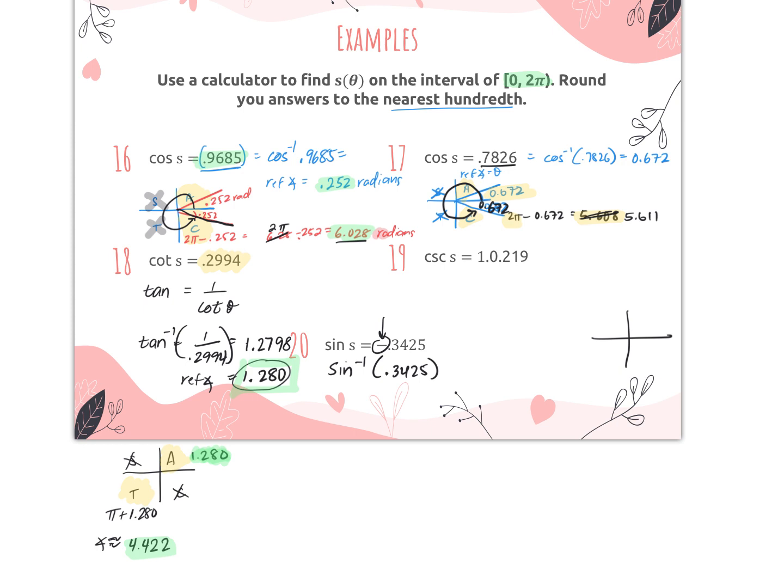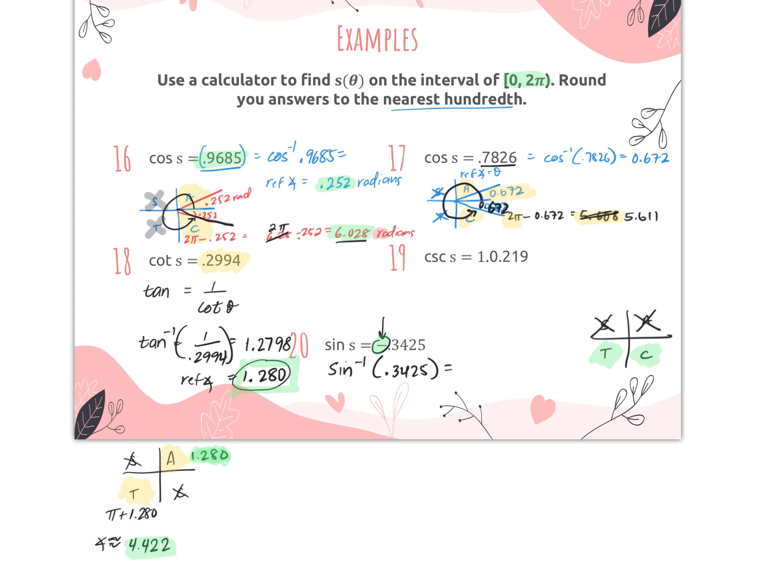I know my quadrants, all students take calculus. I know that my sine is negative, okay, not in quadrant 1 or 2, but in 3 and 4. So the negative here is pointing me to the fact that my answer is going to come in these two quadrants, okay? But to find my reference angle, it's easier if you just plug in the positive value.